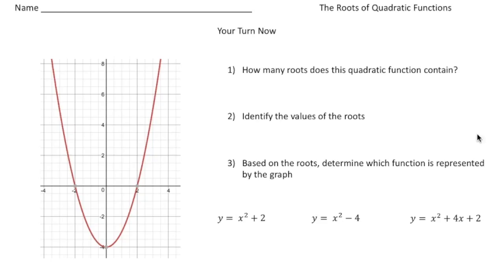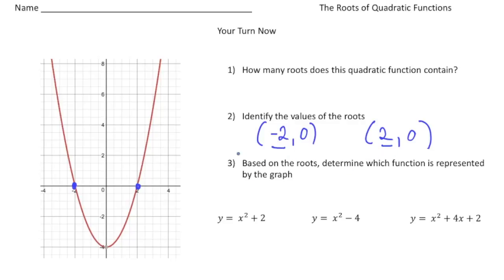All right, welcome back. Let's see how you do with this practice problem. So here again we have a quadratic function. And the first question is, how many roots does the quadratic function contain? Again, that really means how many times does the line touch the x-axis? And there's 2. One is right here, which is -2, and one is at +2. So we could say that when x is -2, y is 0, and when x is +2, y is also 0. So the value of the roots would be -2 and also +2.